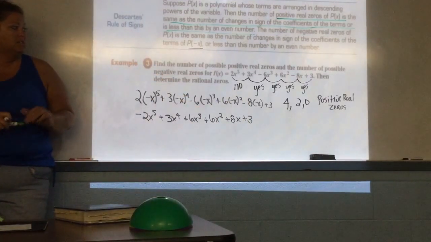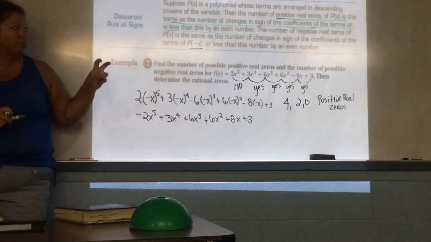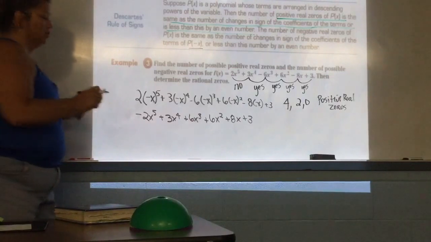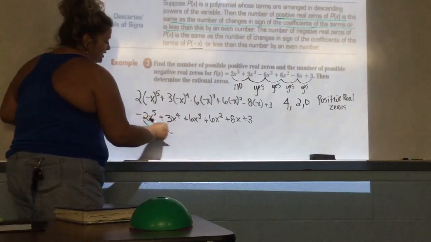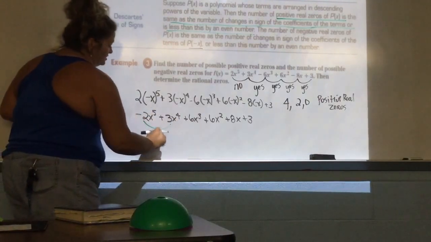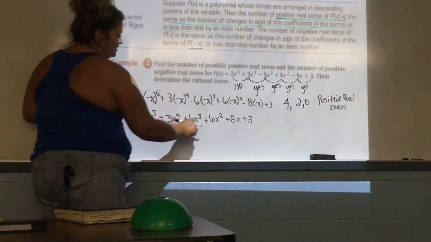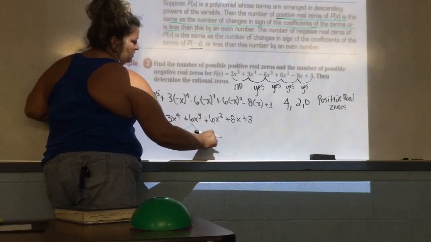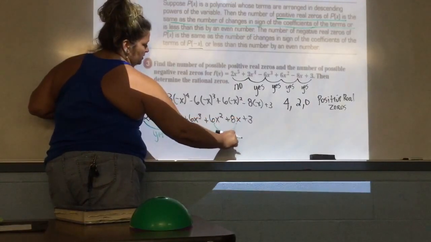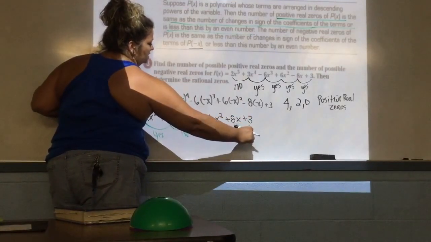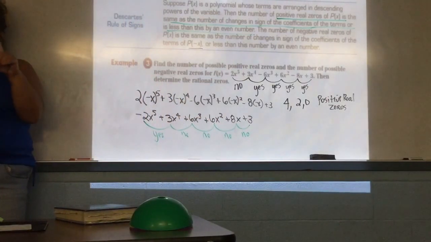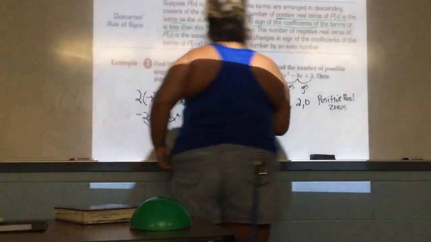Now, to figure out our possible negative real zeros, we're going to do the same thing. Did this change? It goes from negative to positive. Is there a change? Yes. Positive to positive? No. Positive to positive? No. Positive to positive? No. So the possibility here is 1 real negative.